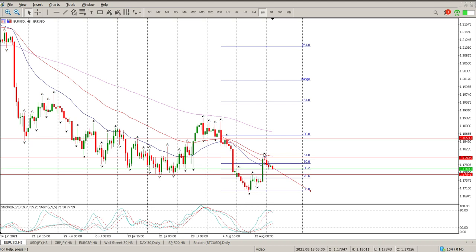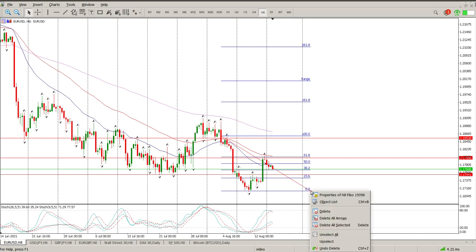This thing's not going to shoot to the moon. It has attempted to reverse off the 61.8. So we've had a little bit of a pullback, and these 38.2 and 23.6 levels are going to offer some support as well. But if you look to the left, we've already got those levels drawn in.